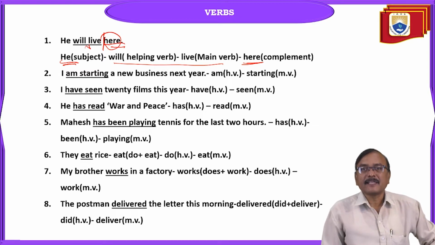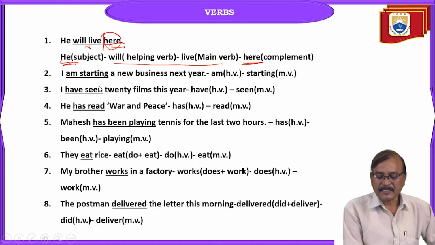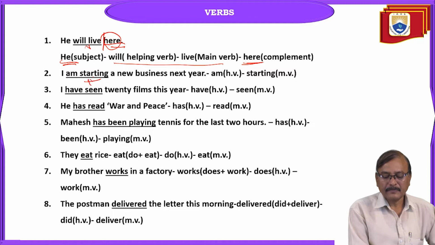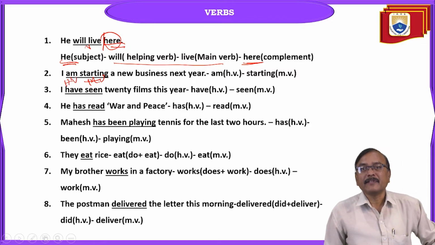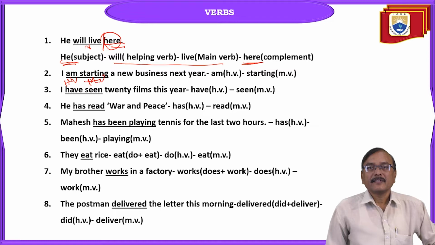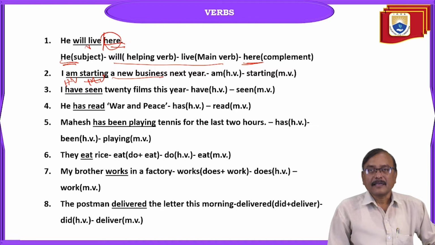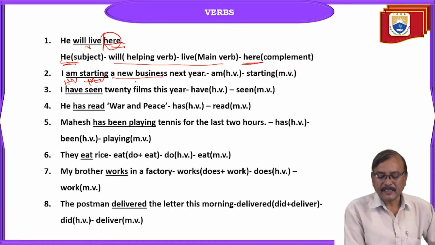Next, see the next sentence. I am starting a new business next year. In this one, what is the main action here? Starting. This starting is called the main verb. And I am is called the helping verb. So, helping verb, main verb. So I'm starting. If you stop here, I'm starting what? A new business. Is it clear?